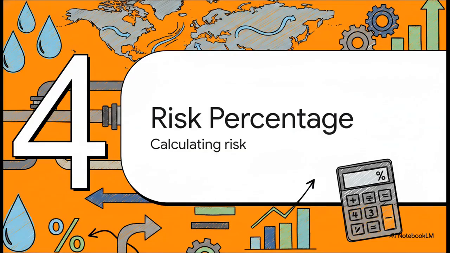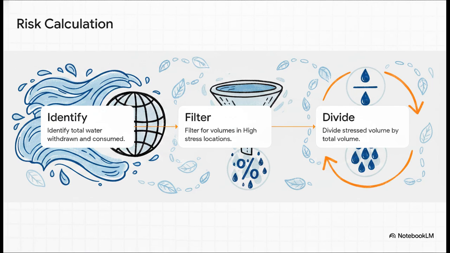Which brings us to Section 4, calculating the risk percentage. This is the real climax of our playbook right here. We're combining our volume metrics with our geographical stress data. It's a straightforward 3-step math problem. Step 1. Identify the total water withdrawn and consumed across your entire global company. Step 2. Filter out just the volumes used strictly in those high or extremely high stress locations we just talked about. Step 3. Simply divide that stressed volume by your total volume.